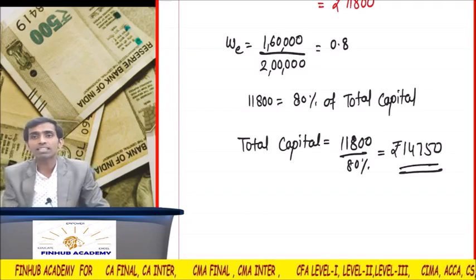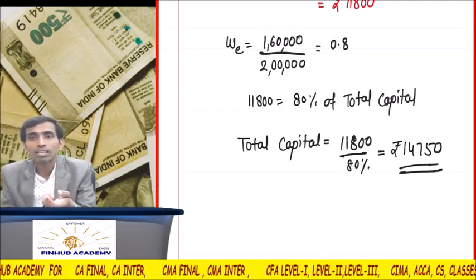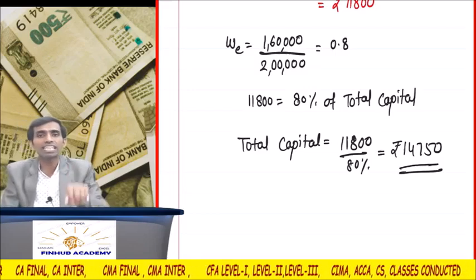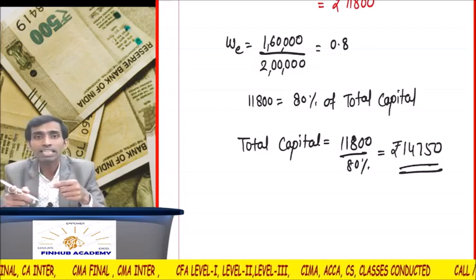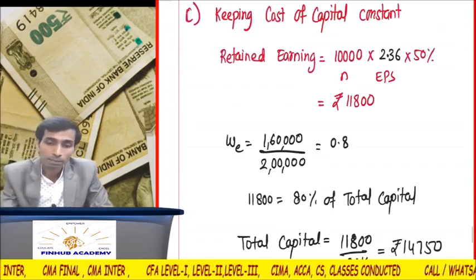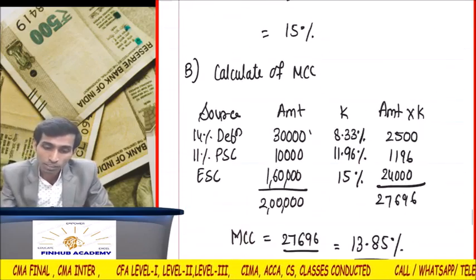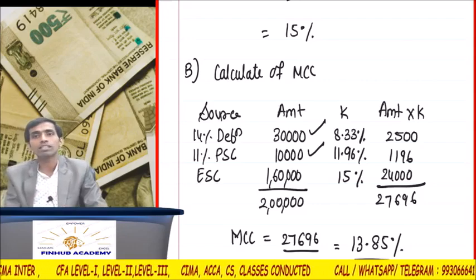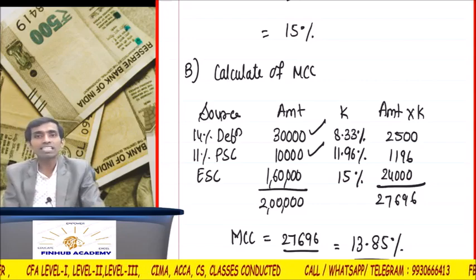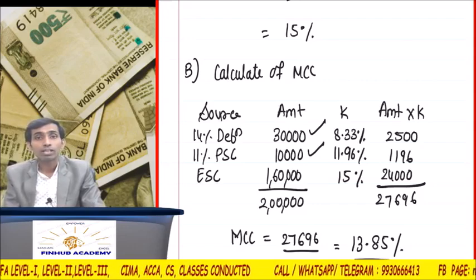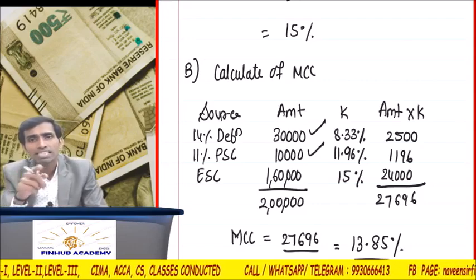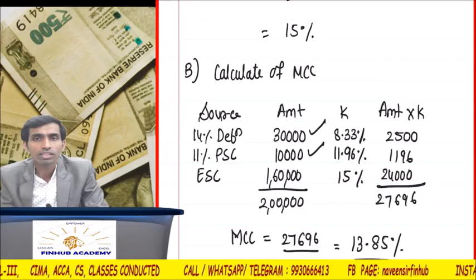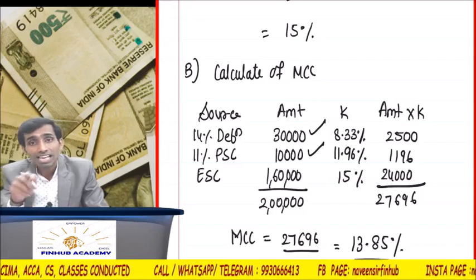14,750. Please understand. Out of that 80%, how much? 11,800 will be funded by what? Equity, that is retained earnings. The remaining money will be funded by whom? By 14% debenture, by preference share capital, in the same proportion. Is it clear? So proportions will remain the same or will it change? It has to remain the same.